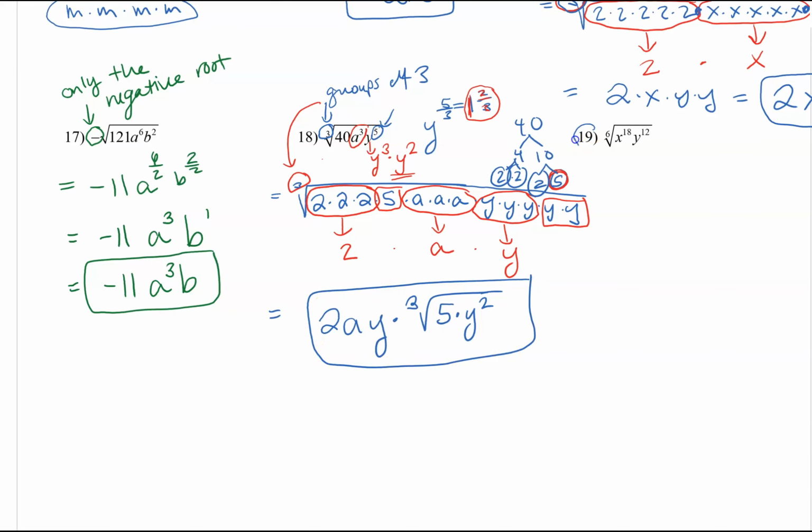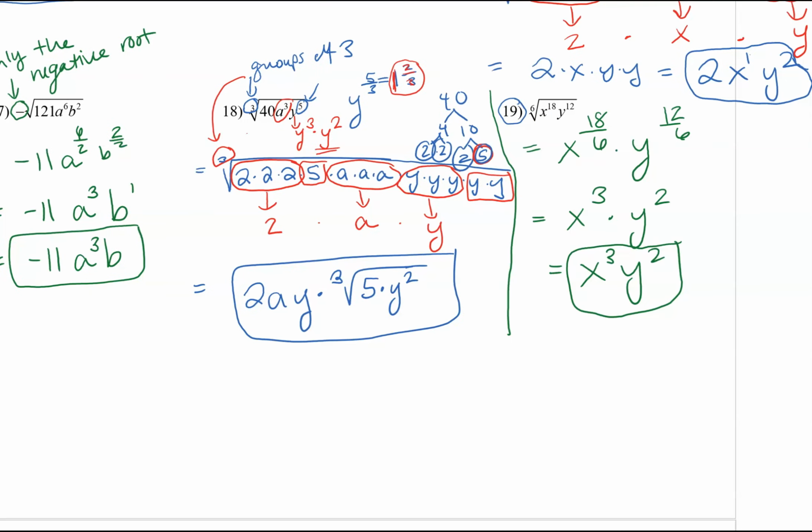Why don't you guys try number 19? Okay, so hopefully you got x to the third times y squared. We get a 3 for our power of x by dividing 18 by 6, because 6 was our index, and we get a 2 for our power for y by dividing 12 by 6. So here we're using that rule because both 18 and 12 divided evenly by 6, and they were both greater than 6, so they divided into numbers that were greater than 1, so we just went ahead and divided them. And this is our final answer.